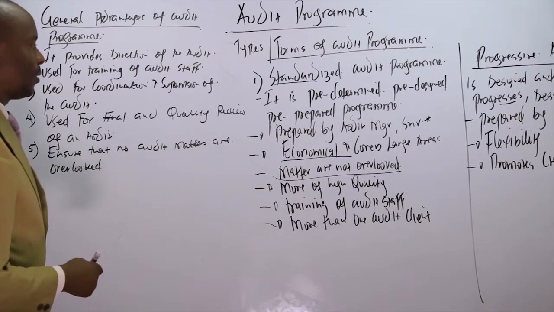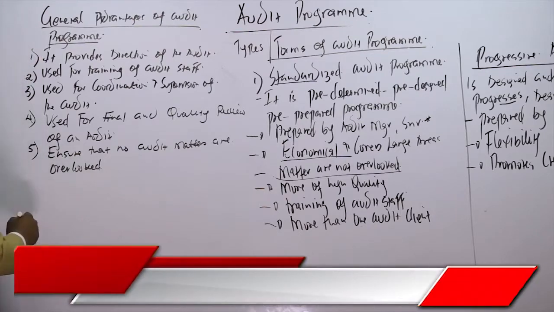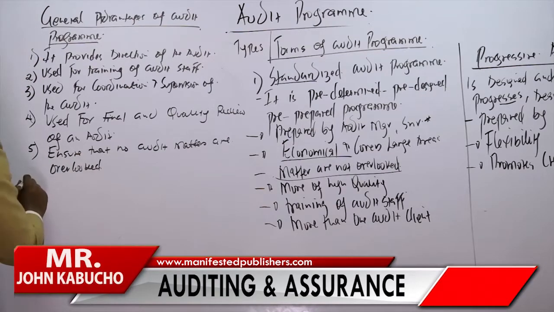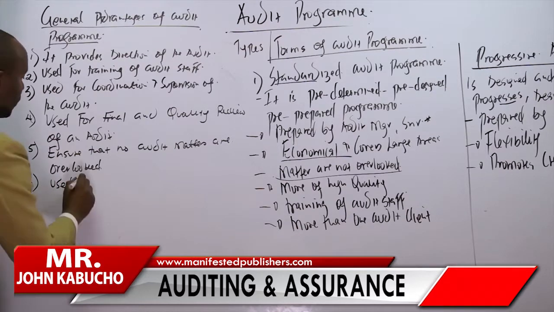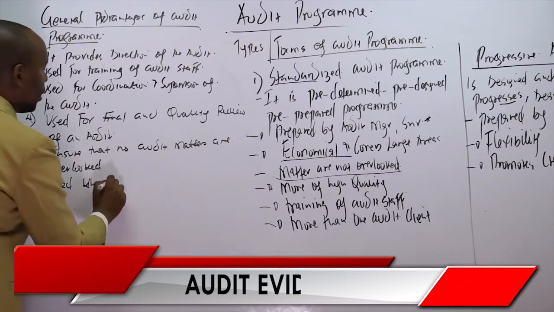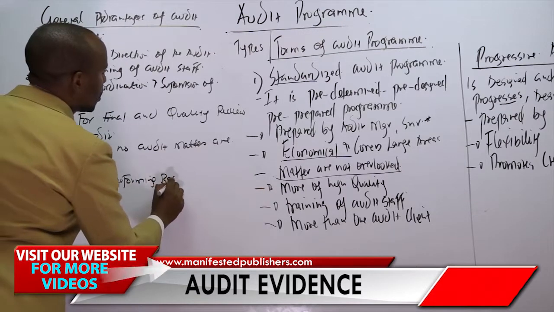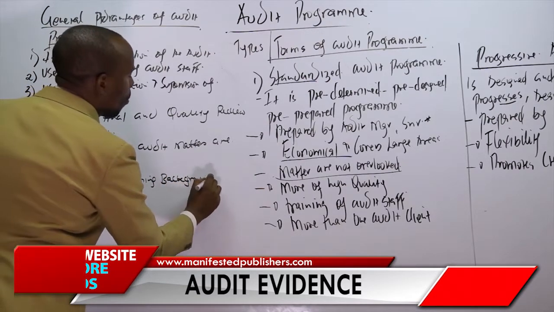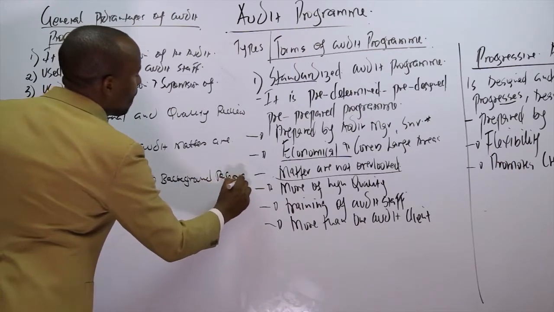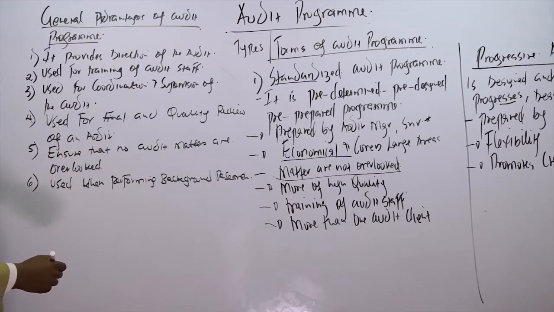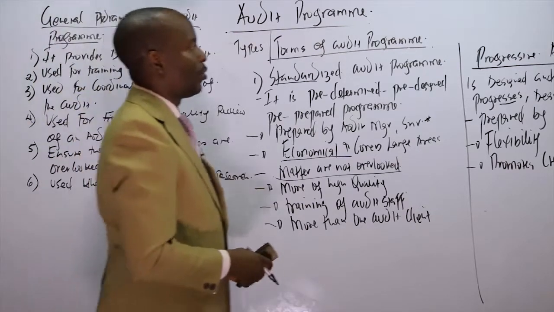You can also go ahead and add other points relating to the audit, and you can say they're used for collecting background information of the client. Number 6, used when collecting background information of the client or when performing background research. And that's a very important factor because if you go to an organization and you want to collect background information, you request for background or maybe a program of the previous period, that will help you to know which areas have been covered and which areas maybe you need to put more emphasis.